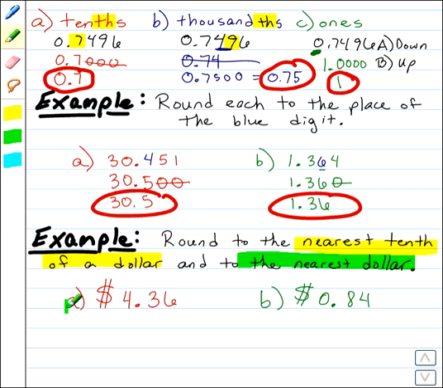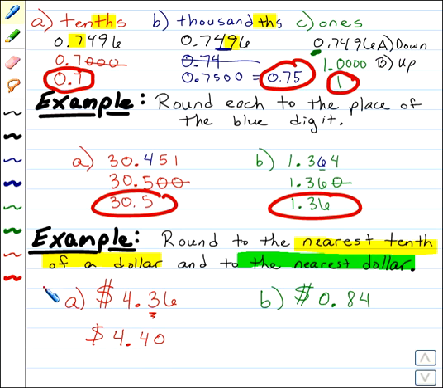So first, let's look at A. We want to round to the nearest tenth of a dollar, which is this place right here, the 3. So look to the right of the 3, and I see a 6, which is greater than 5, so we round up. When we round up, we get $4.40. This one, I'm not going to take that last 0 off because now we're talking about money. Money always has 2 places after the decimal, so I leave that 0 there.